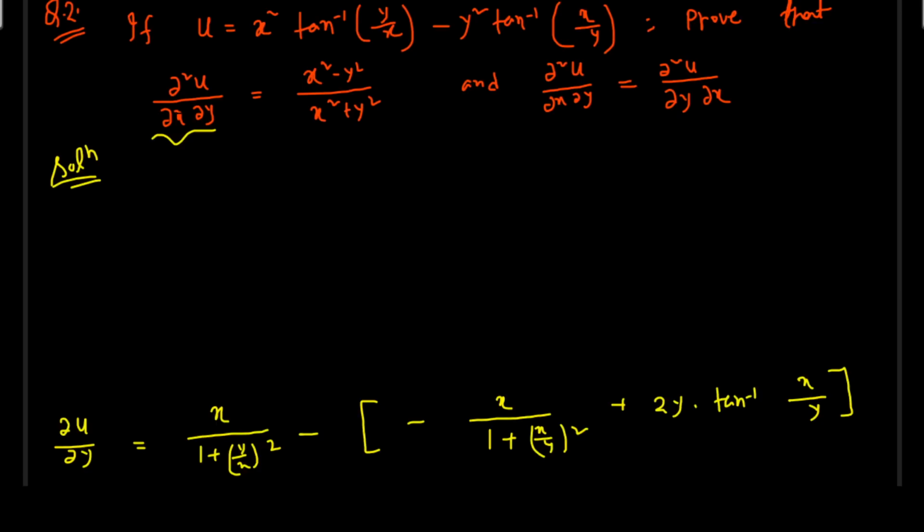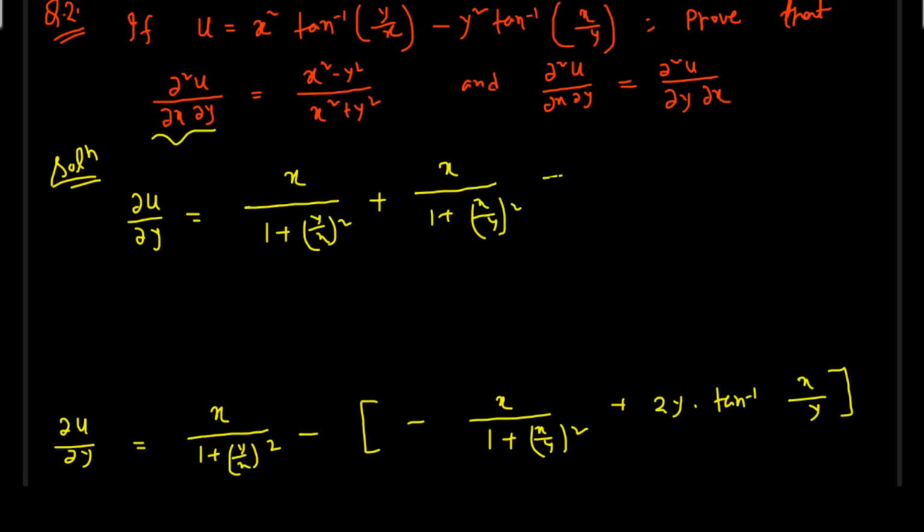So the next part is, del u over del y is equal to x divided by 1 plus y by x whole square, plus x divided by 1 plus x by y whole square, minus 2y tan inverse x by y. Okay, now if you simplify it, what will it be?